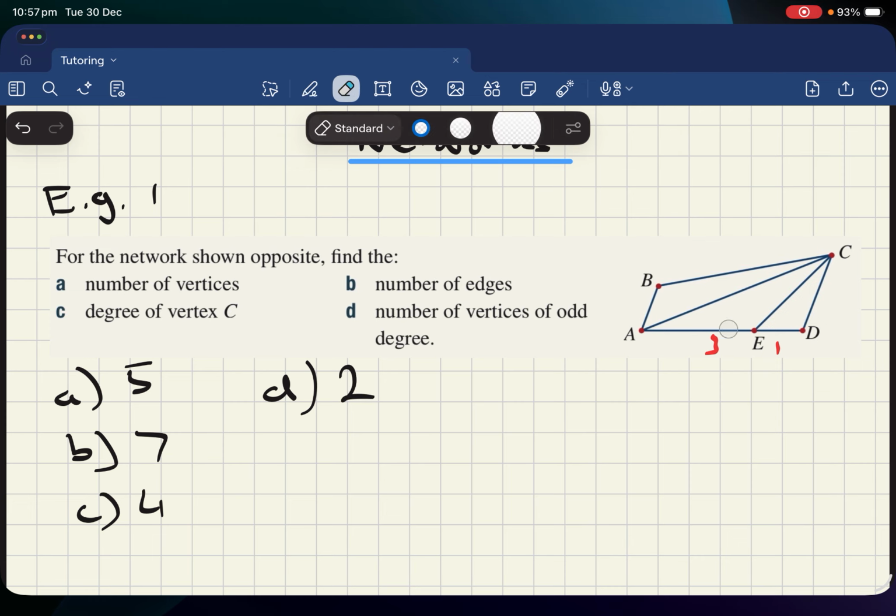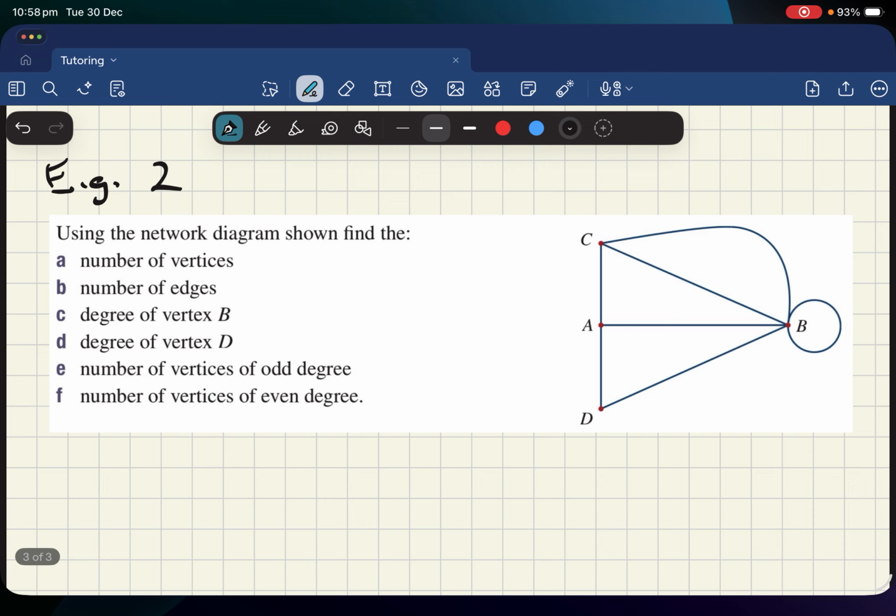So we're just recapping the main definitions and applying them to some questions here. Now, if we go to example 2, it's a similar kind of thing, but the question's a bit harder because it has a different feature. The main one that I'm talking about is this loop here. We'll talk about that when it becomes relevant. But going into this one, we're once again just counting. So part A, it's saying to find the number of vertices. So we have A, B, C, D. We have 4 vertices. Part B, number of edges.